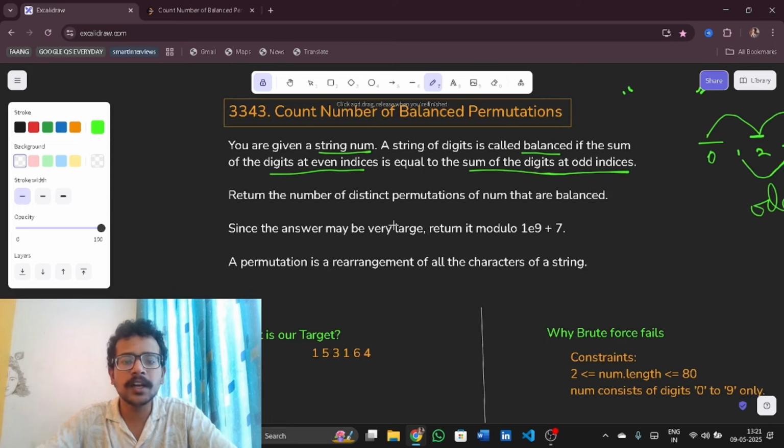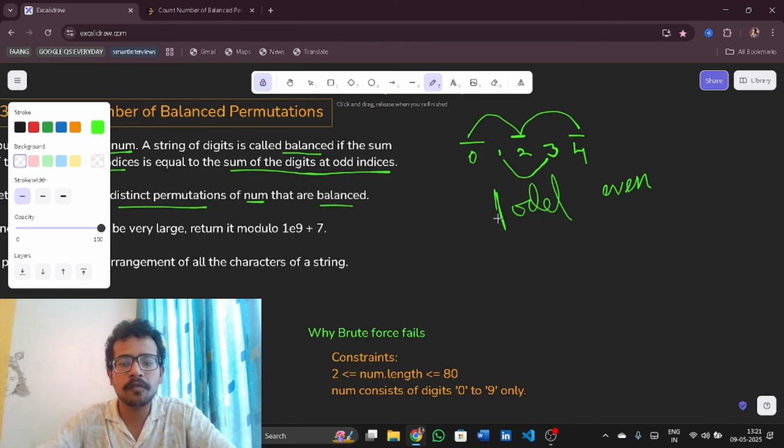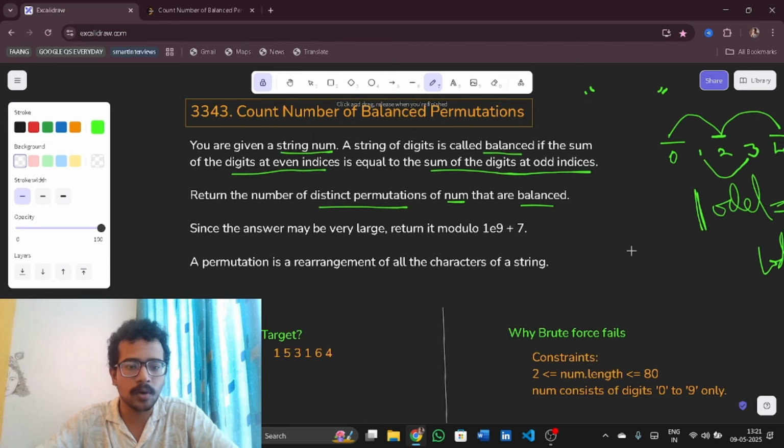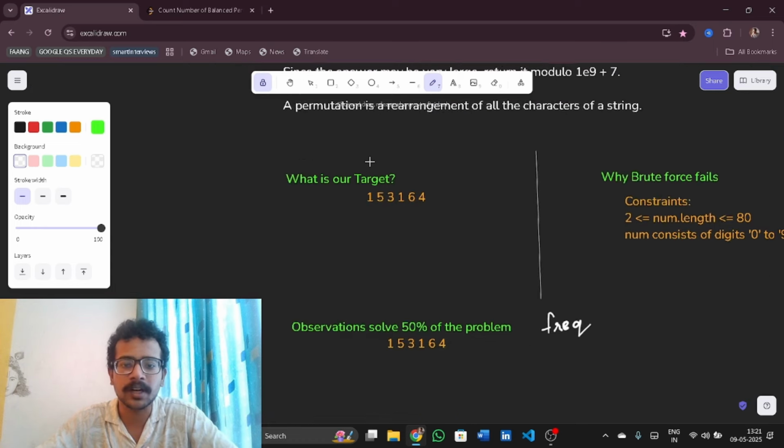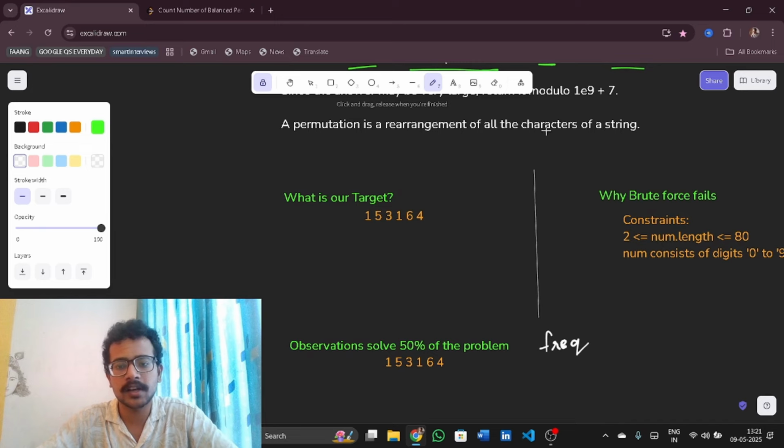Return the number of distinct permutations of num that are balanced. So if the sum of digits at even indices and the sum of digits at odd indices are both equal, then it is known as a balanced permutation. We need to return the number of distinct balanced permutations. Since the number may be very large, return it modulo 10^9 + 7. A permutation is an arrangement of all characters of a string.